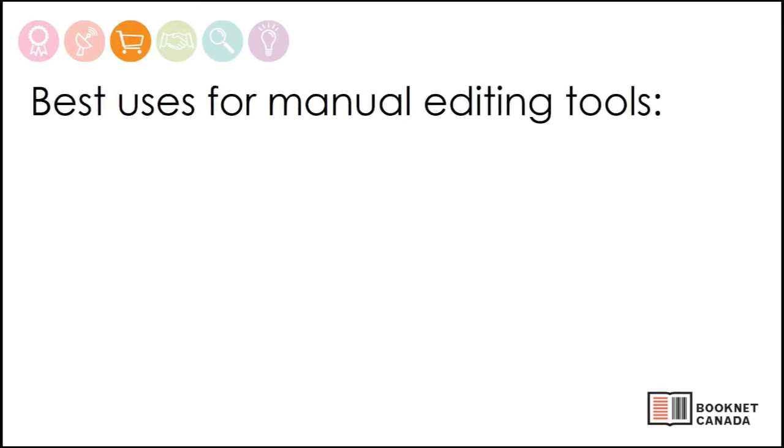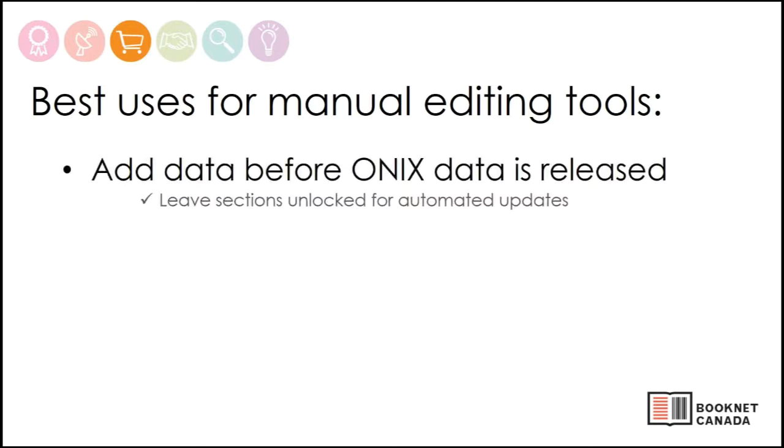So when should you use manual editing tools and when should you lock data? There are three main scenarios where using the manual editing tools can be really useful. So the first is adding basic title data when the ONIX data hasn't been released yet. With major accounts making purchasing decisions and having meetings earlier in the timeline than ever, there can be cases where the titles need to be listed before the data is released, or key titles drop in and the data is still working its way through the usual processes.